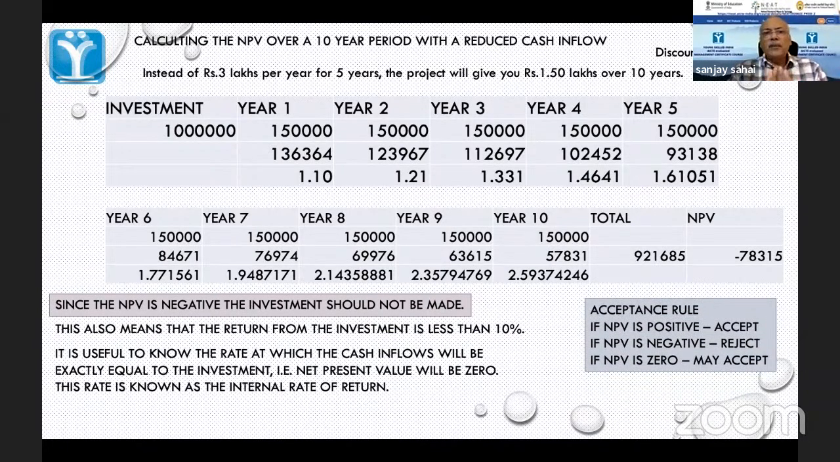Just remember the acceptance rule. If NPV is positive, you accept. If the net present value is negative, you reject. And if it's exactly 0, that means this is 10 lakhs, this is 10, these two are equal. Then you can still think of accepting if you can see some other benefits from it, which may not be monetary, but which may relate to other factors. Maybe other stakeholders are there who want that project. For you, it's not a loss-making thing. It's more or less you're getting back what you put in. You can consider it then.